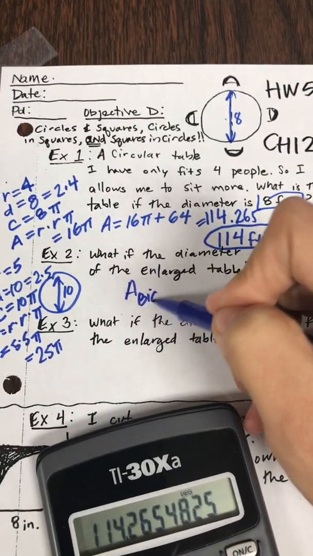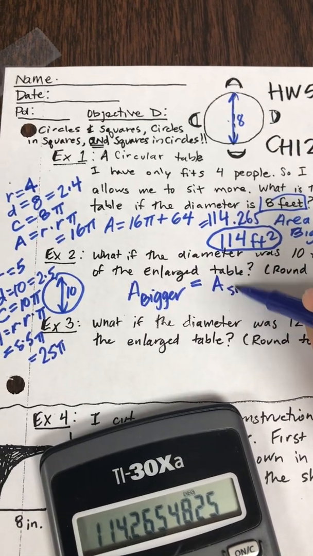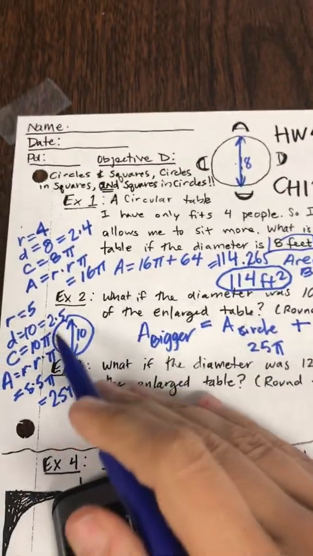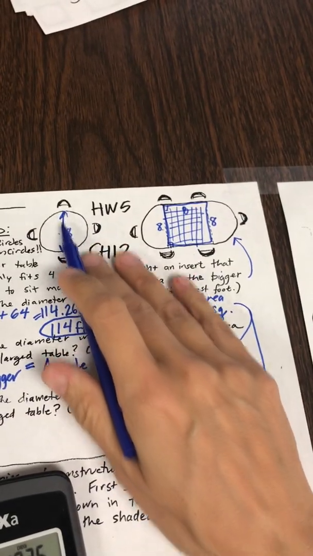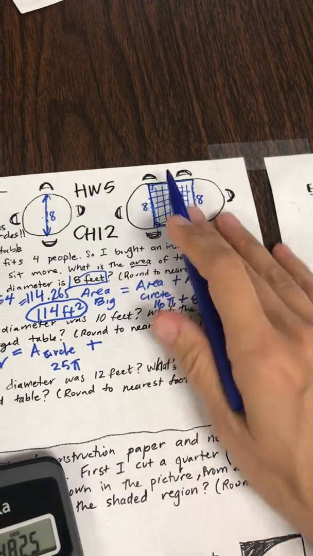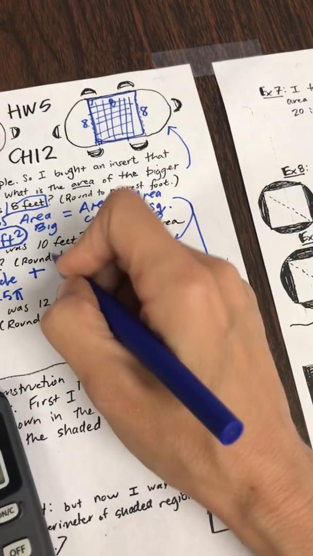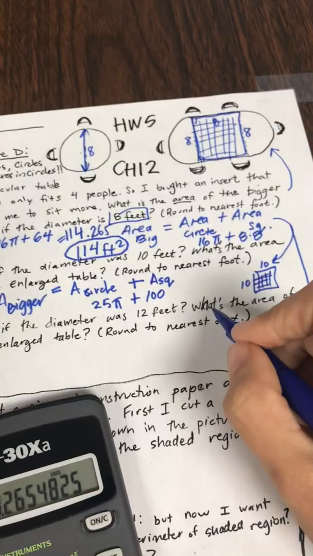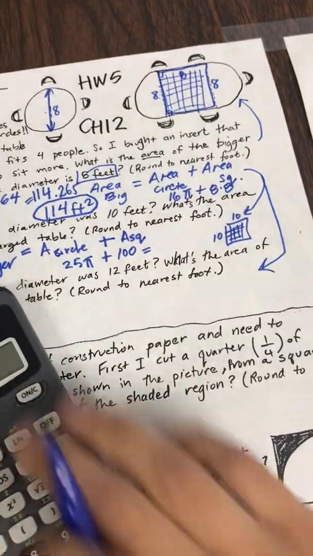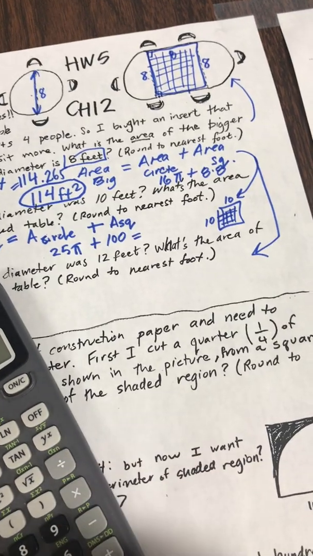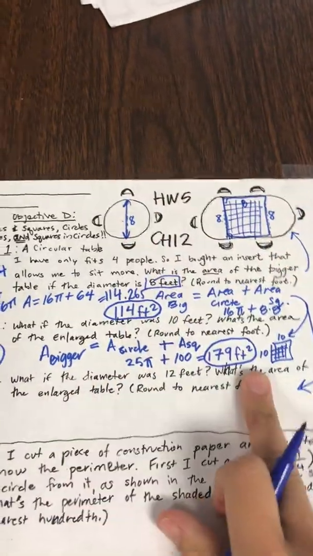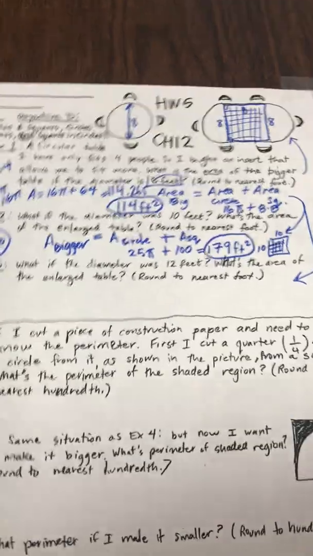Okay, so the area of my bigger table would equal the area of my circle, 25 pi, plus the area of my square. So now thinking about this, instead of the number 8 as my diameter, now it's the number 10, so this square should be 10 by 10. So 10 boxes times 10 boxes would be 100 boxes, and that should make sense. I'm now just going to round it to the nearest foot. You should pause the video and try this one yourself, then play it back and see if you got the answer right.